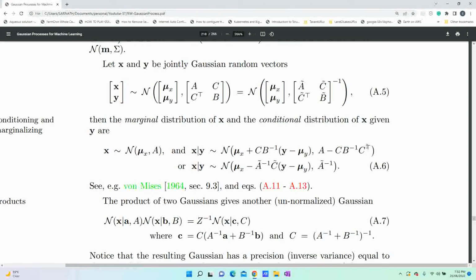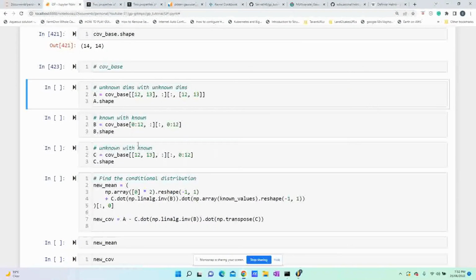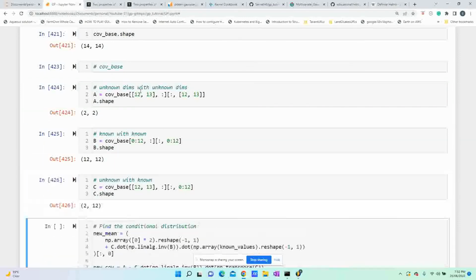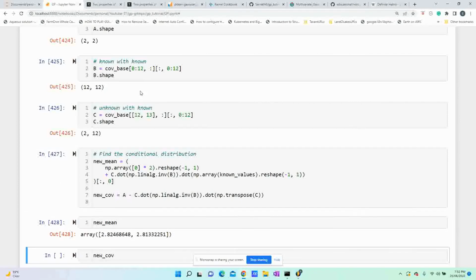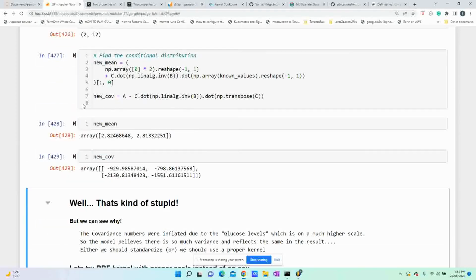I want to apply this conditional distribution formula. So for that, I need C, B, A, and all that. So I take this unknown dimension with known dimension as A, B, and C. Then I find out the mean using the formula for conditional distribution. And your covariance is a joint distribution of the 2 cross 2, but we are only interested in the diagonal. And you can see obviously that this is wrong.